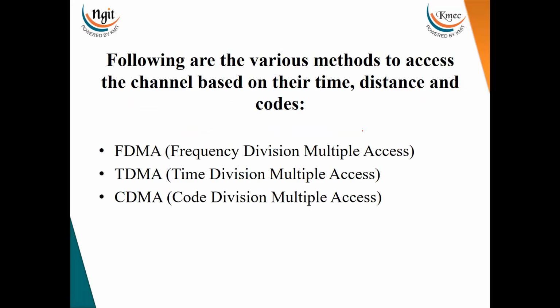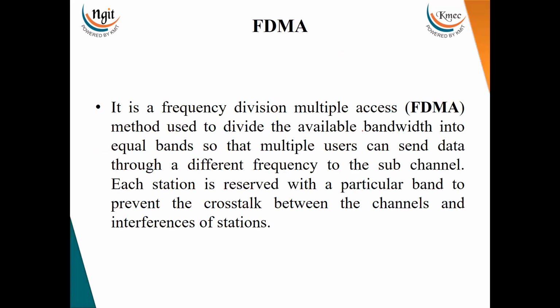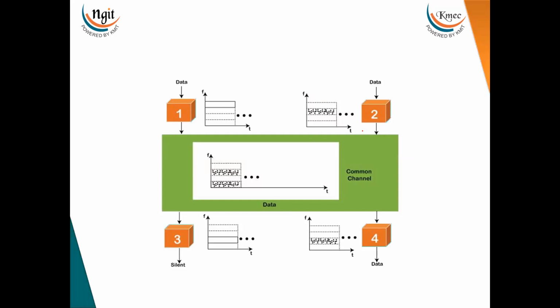And next, we have three different types of channel access. The following are the various methods to access the channel based on time, frequency, and code. It is mainly divided into three types: frequency division multiple access, time division multiple access, as well as code division multiple access. What is meant by FDMA here? Different channels are transmitting the data.